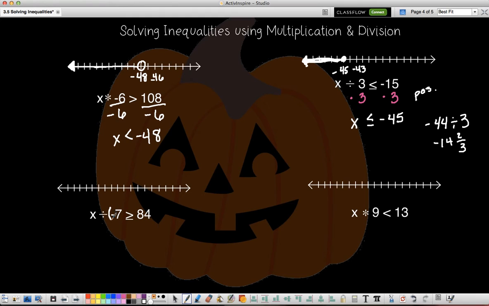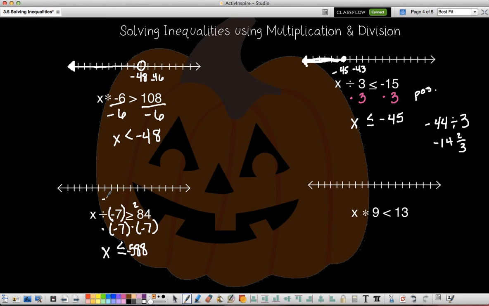So again, I know this can be confusing. We just have to keep trucking along and keep practicing. So here I have division, so I'm going to multiply both sides by negative 7. In this case, the number that I'm multiplying by is negative, so my inequality symbol does switch. And I get 4 times 7 is 28, carry the 2, 8 times 7 is 56, plus 2 is 58. A positive times a negative is a negative. So I have x is less than or equal to negative 588.